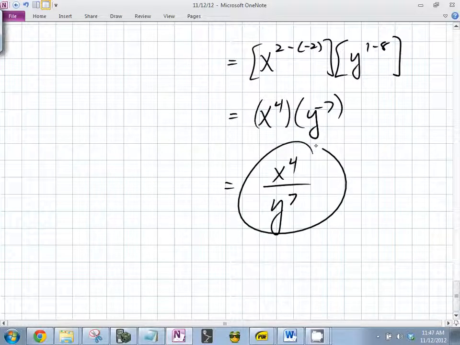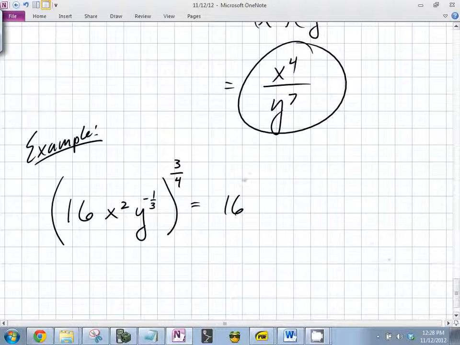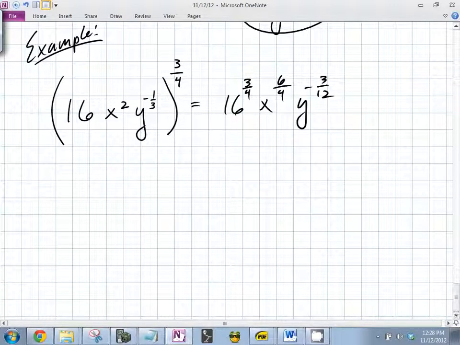How'd that go? Lot simpler. Did you get that answer? Okay. Well, that's nice. And then x to the 6/4 and y to the negative 3 over 12. What does 6 over 4 equal?